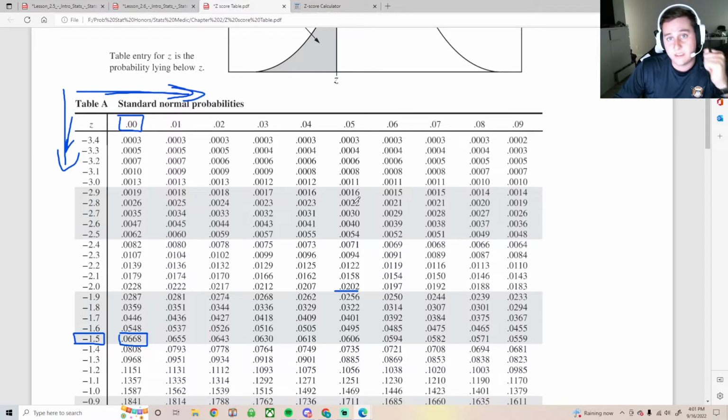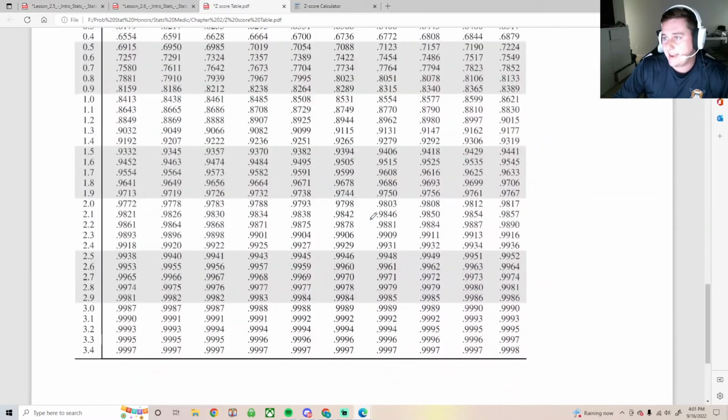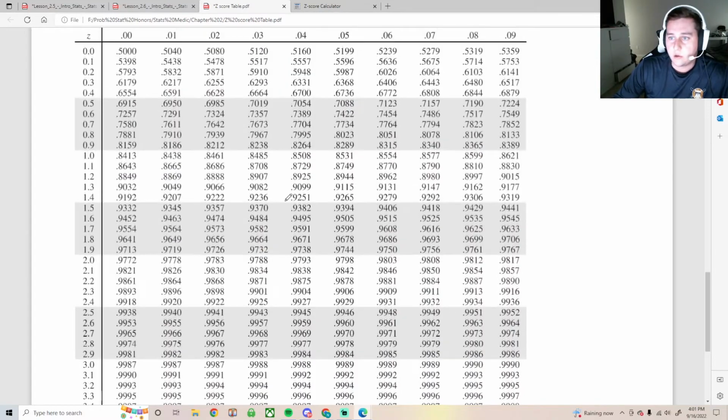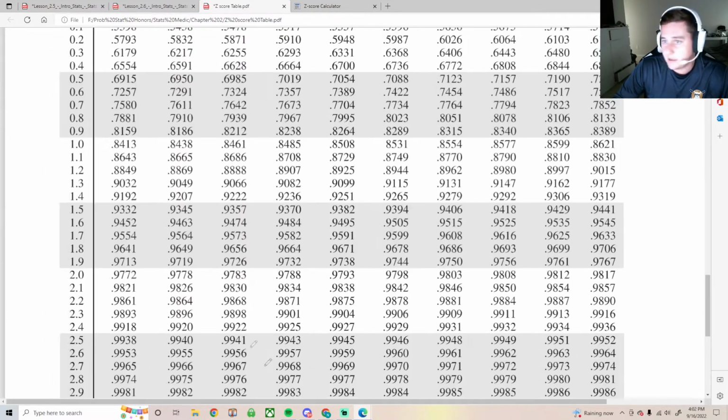You can also read the table backwards. If I give you the area or a percentile, you can read into the table. Say I say the 90th percentile. Well, I can scroll down, and I know I need to be to the right of the mean because that's where the 90th percentile would be. And I look within the table to find whatever decimal is going to get me closest to 0.9 because that would be the 90th percentile.